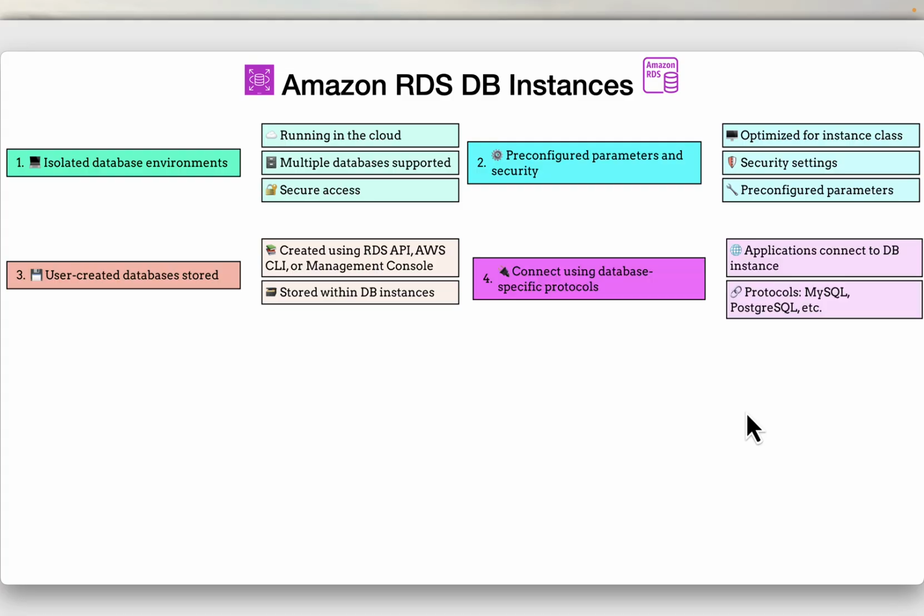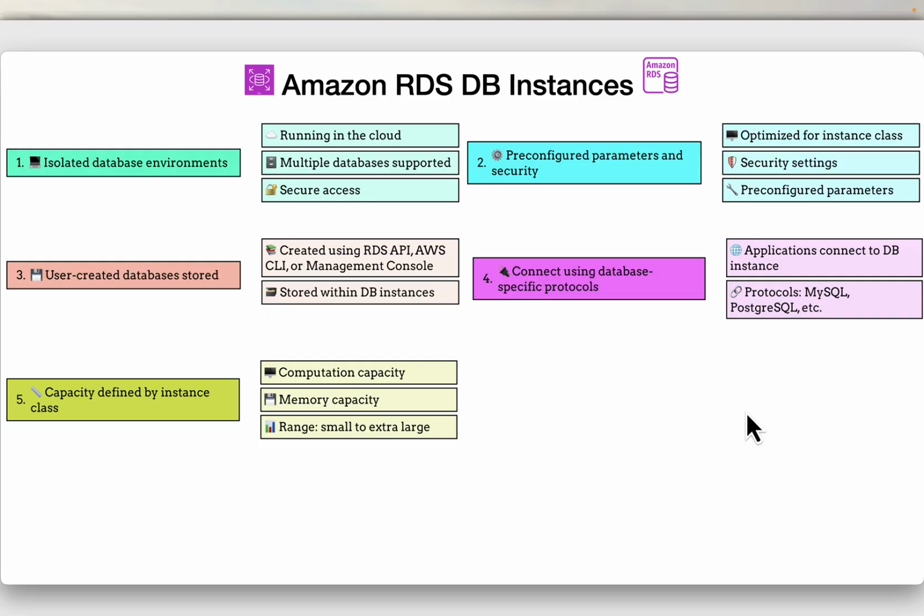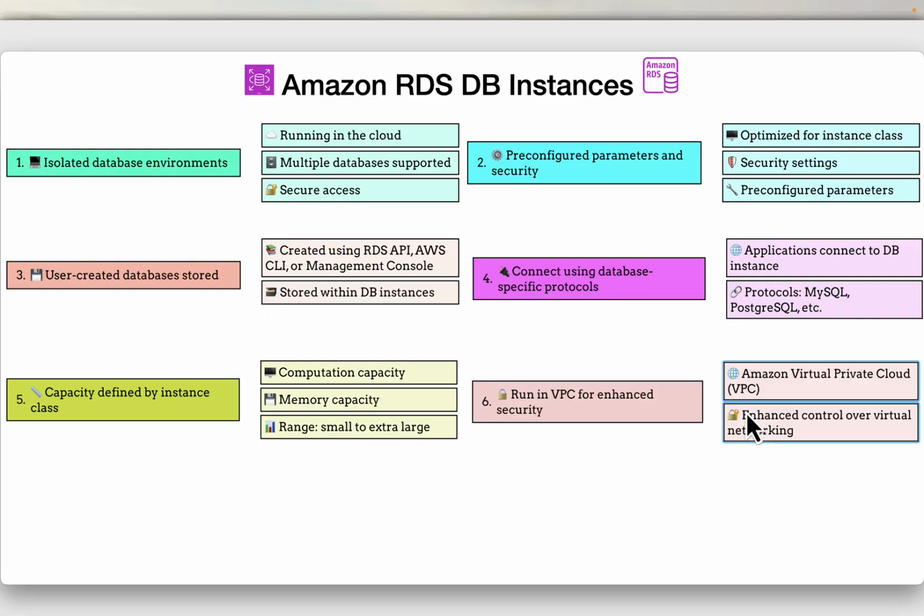Fourth, connect using database-specific protocols. Applications connect to the database instance using database-specific protocols such as MySQL or PostgreSQL. Then fifth, capacity defined by the instance class. The instance class will decide what the capacity is. The computation and memory capacity of a DB instance is determined by its instance class, with options ranging from small to extra large.